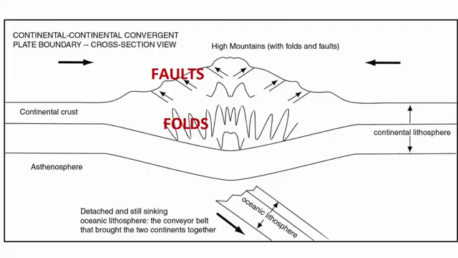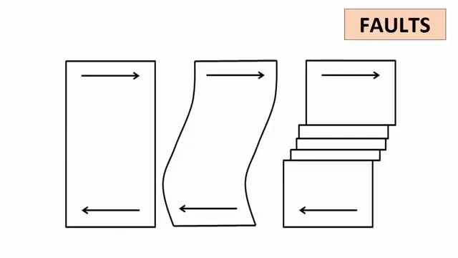For the rest of this video, we will explore the different types of faults and folds created by the different types of stresses that can be applied to rocks. As previously mentioned, when rocks undergo brittle deformation, they break. The plane along which they have broken is called a fault.